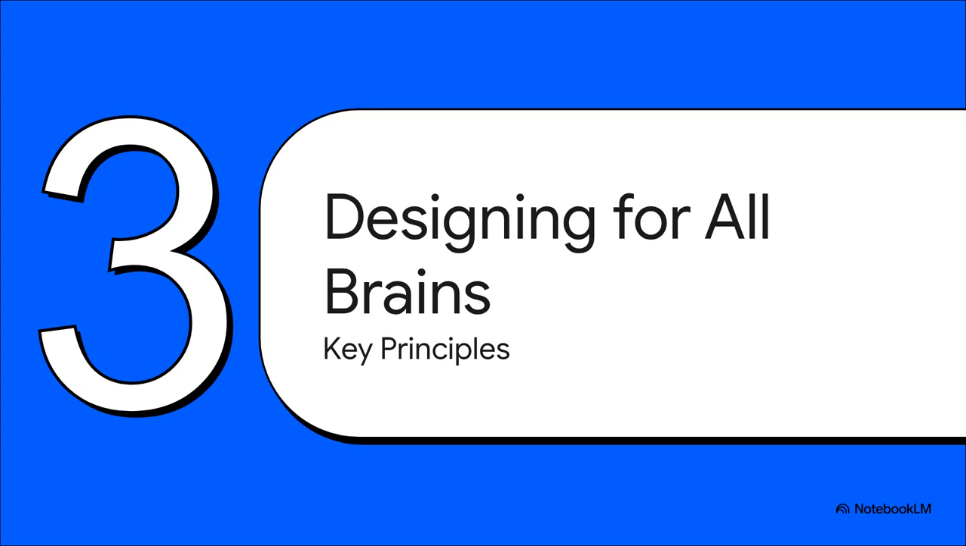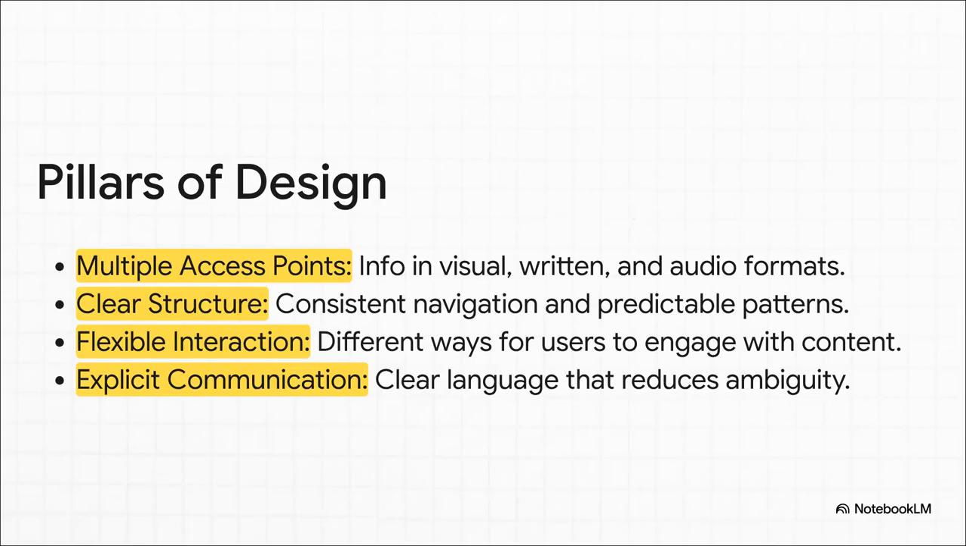Okay, so we get the why. We've had that mindset shift. But what does this actually look like when you sit down to design something? Let's get practical and talk about the key principles for designing for all brains. It really boils down to a few core ideas. First, give people more than one way to get the information. Some people are visual, some need to read it, others need to hear it. Give them options. Second, make your structure super clear and predictable.